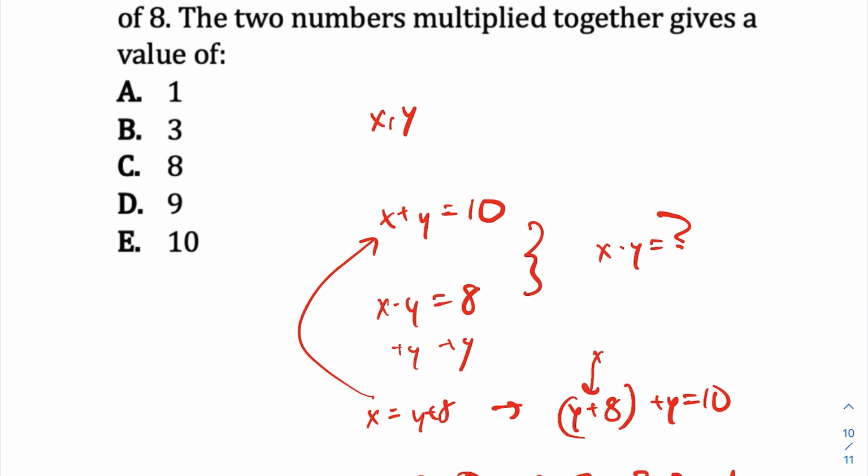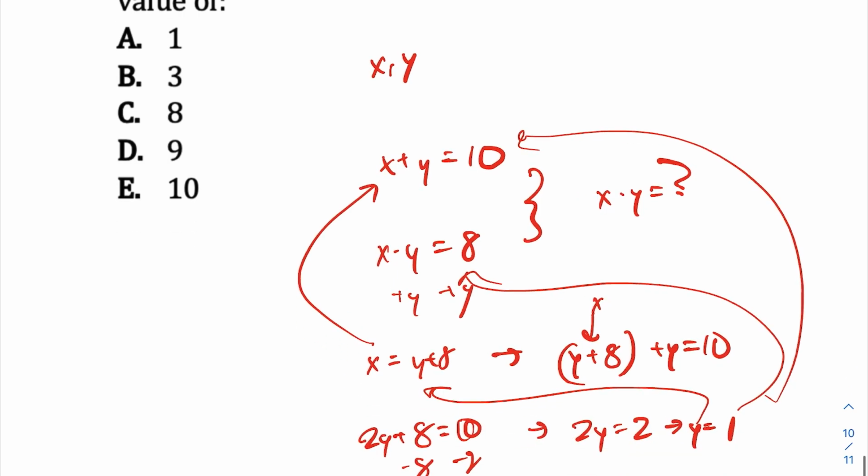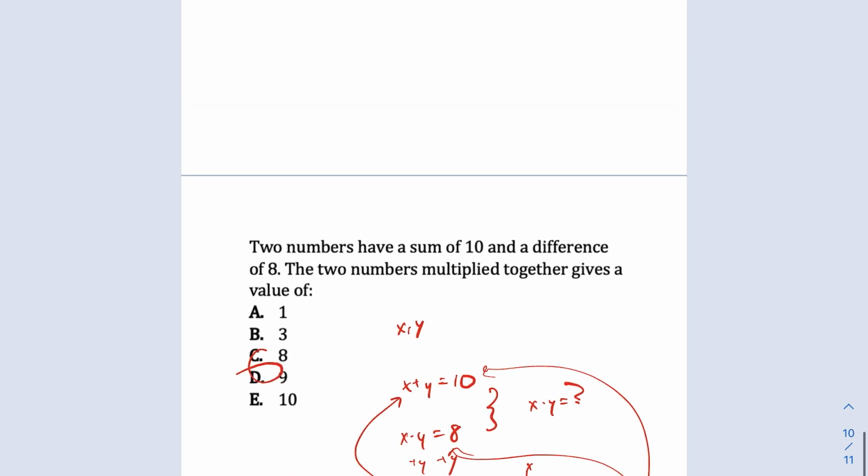Okay, y equals 1. Now I'll just plug this into either one of these equations. They're all going to be true. y equals 1, so x equals 1 plus 8 equals 9. Okay, x equals 9. y equals 1. The product is 9. That's your answer right there, okay? So hopefully this breakdown was helpful.